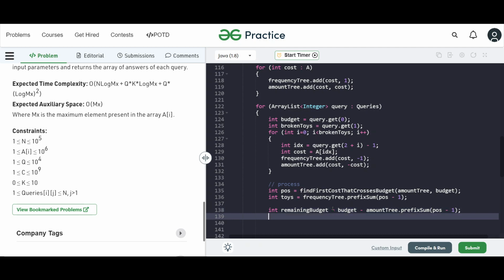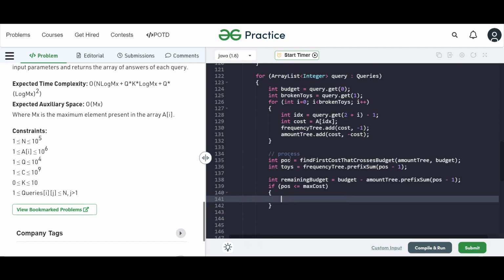So if this cost is less than or equal to the max cost, right? That's something we have to check, because it could also be possible that when you say find the first cost that crosses the budget, there is no such cost that crosses the budget. Then what will this return? In that case, I'm assuming it will return something greater.